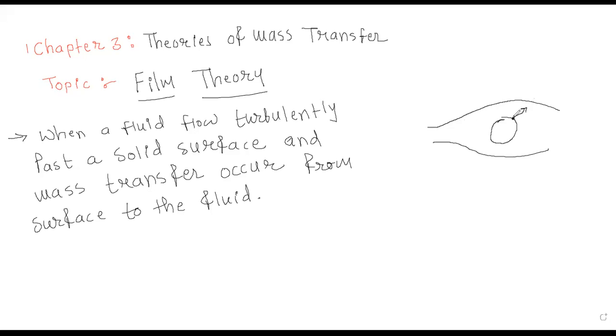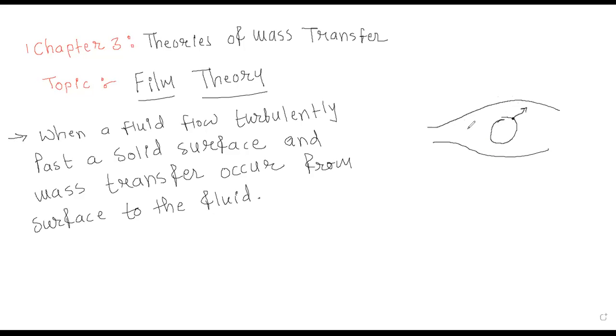What will happen? The naphthalene ball has the highest concentration, and as it goes toward the fluid with the lowest concentration, mass transfer occurs from the solid surface to the fluid. So there is a concentration difference from the solid phase to the fluid phase.